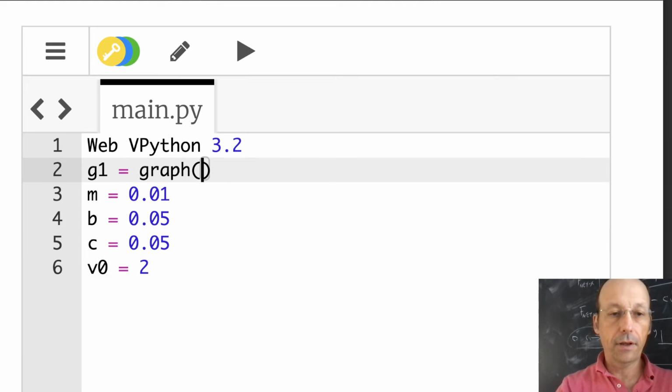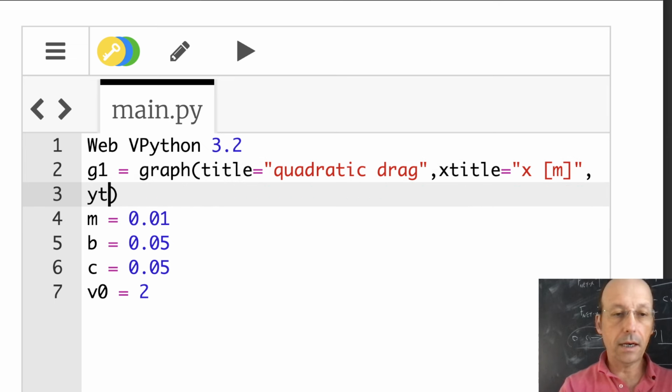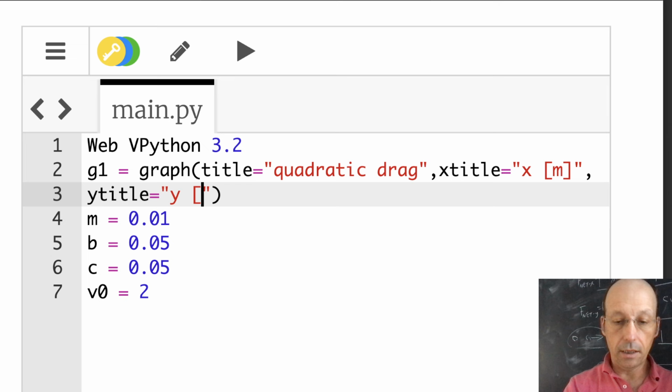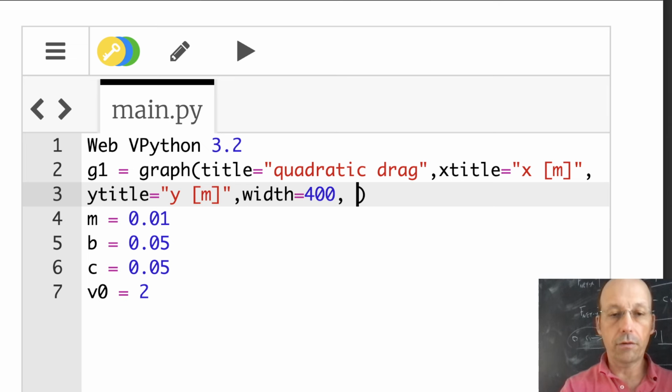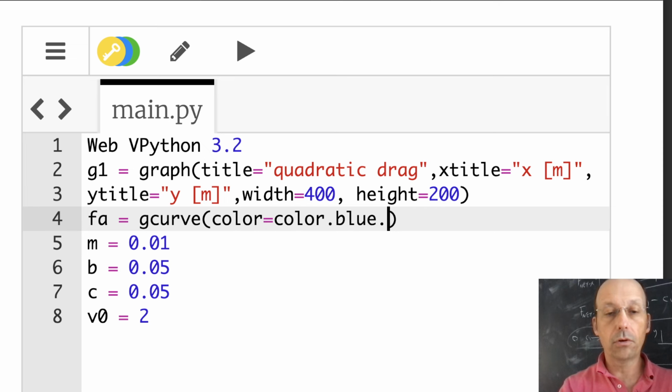G1 equals graph. Title equals quadratic drag. That's fine. X title is going to be equal to X in meters. I guess I should be right. Y title is equal to Y in meters. And then my width is going to be 400, height 200. And then I'm going to have two graphs. A is going to be my drag force. It has air. G curve, color equals color dot blue.